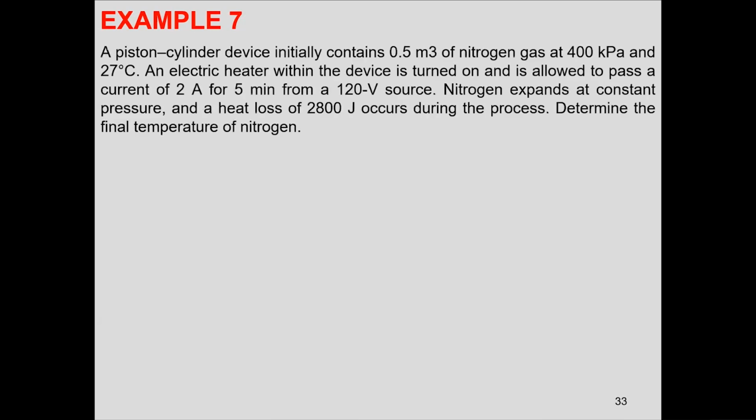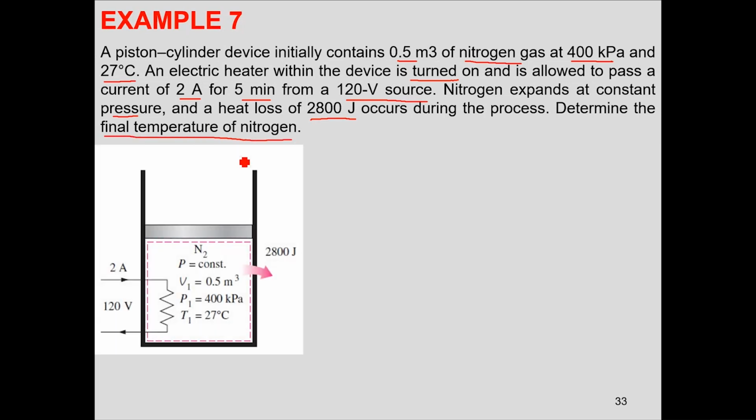Let's now look at one more example and try to understand. The piston cylinder device contains 0.5 meter cube of nitrogen gas at 400 kilopascal and 27 degrees centigrade. An electrical heater within the device is turned on and is allowed to pass this much current for this much time from a source having a voltage of 120 volts. Nitrogen expands at constant pressure and a heat loss of 2800 joule occurs during the process. Determine the final temperature of nitrogen.